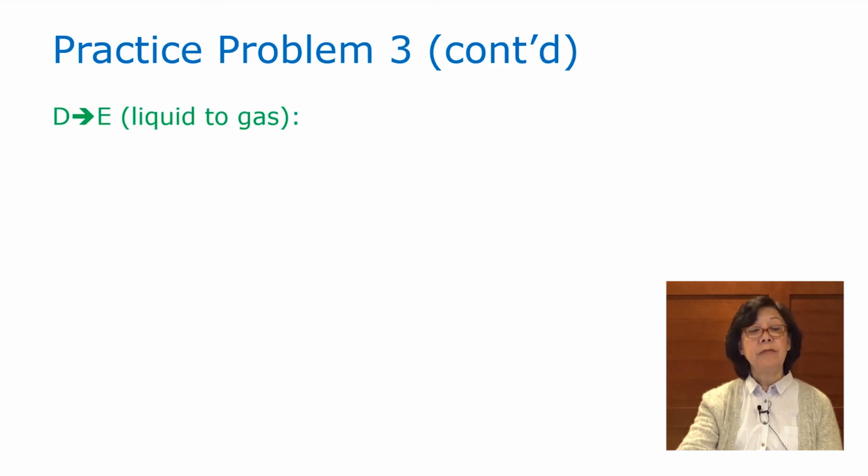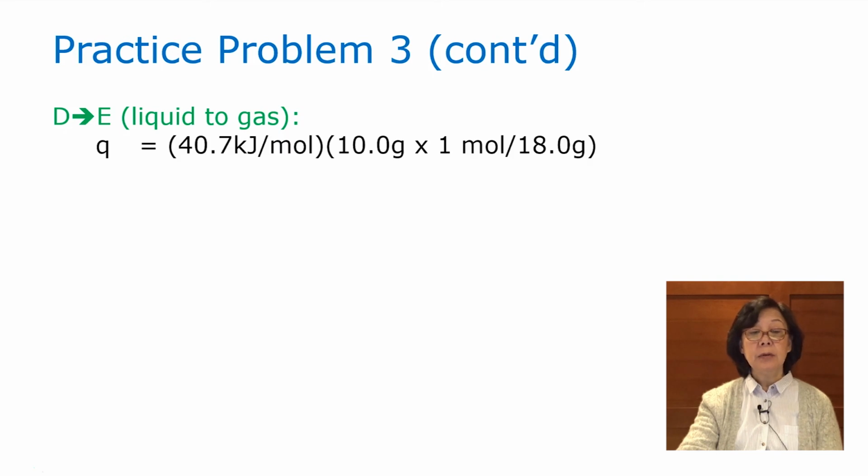For segment 4, D to E, when there's a phase change of liquid to gas, we have 40.7 kilojoule per mole. This is the enthalpy of vaporization times the moles, 10 grams converted into moles. We have 22.6 kilojoule of heat.